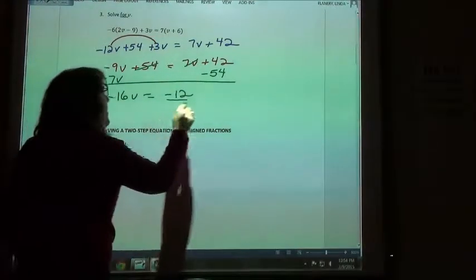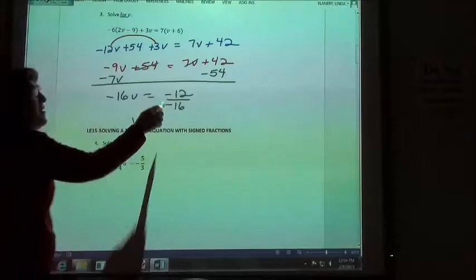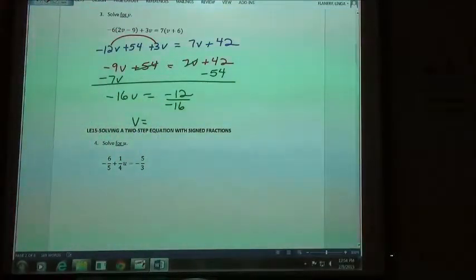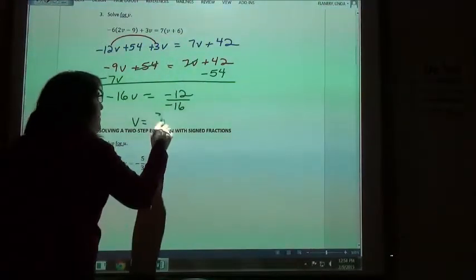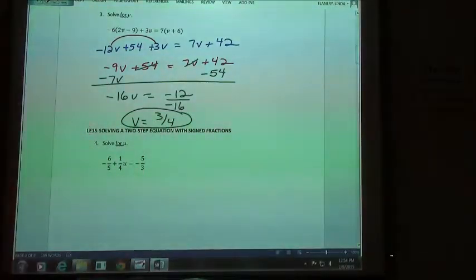divide by that negative 16. Again, we have a negative over a negative, so it is positive. And if I reduce that down, I can divide those by 4. 3/4. So v equals positive 3/4.